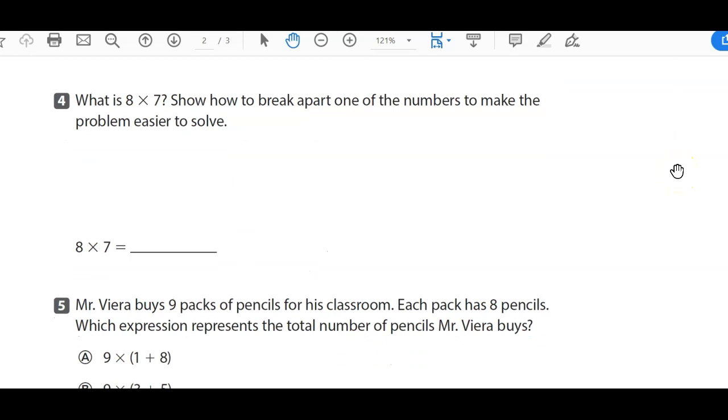Says, what is 8 times 7? Show how to break it apart. So right here is when you can do the array. Okay, and then break it apart, or you could do this. I'm going to choose, you know what? I'm going to choose break it apart the 8. Okay, so the 7 stays the same.